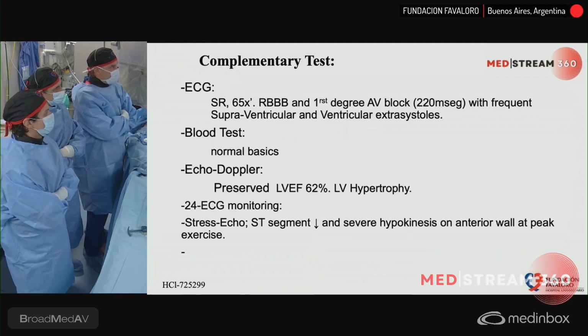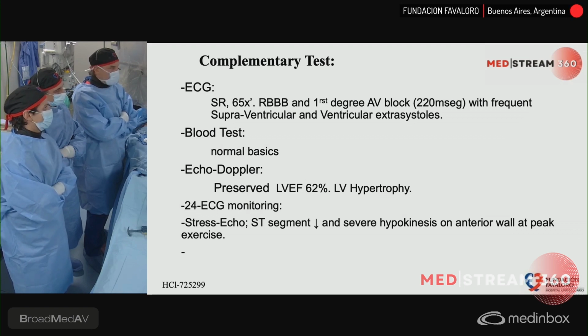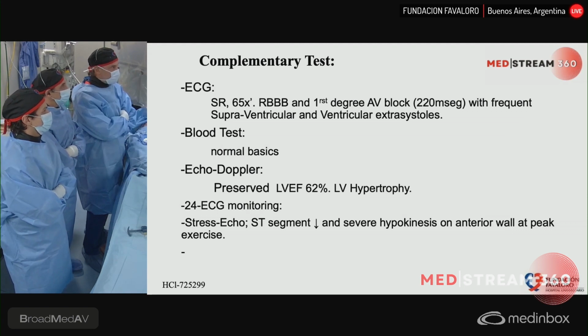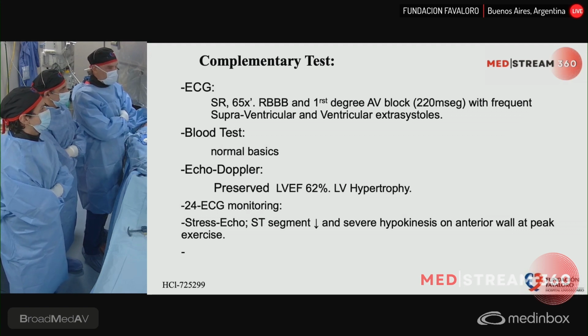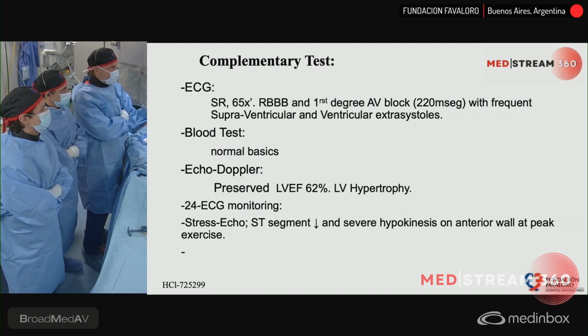Next. On the ECG, there is normal sinus rhythm with right bundle branch block, with first degree AV block, 220 milliseconds on the PQ extension, with frequent supraventricular and ventricular extrasystoles. The blood tests are normal on the basic blood test. The echo Doppler evaluation showed a preserved left ventricular ejection fraction of 62%, with some hypertrophy.